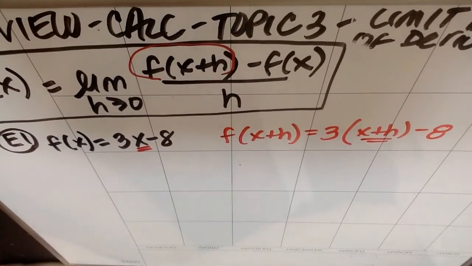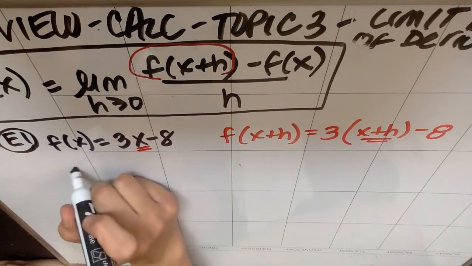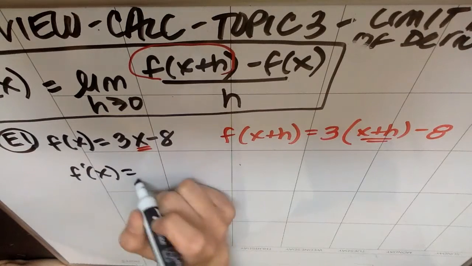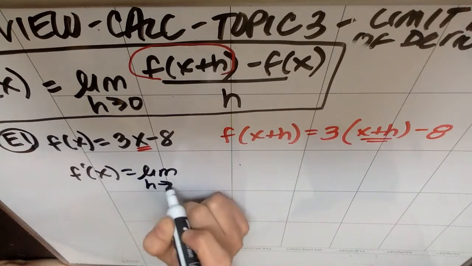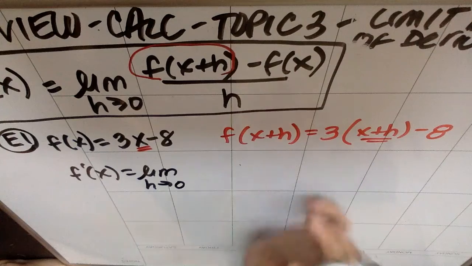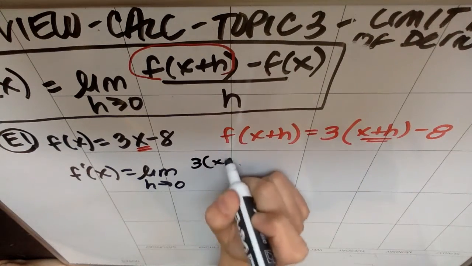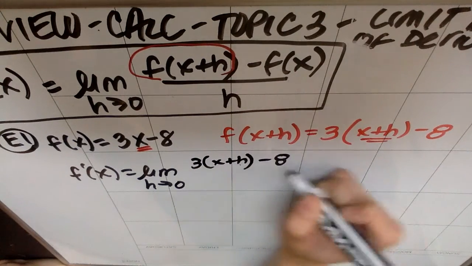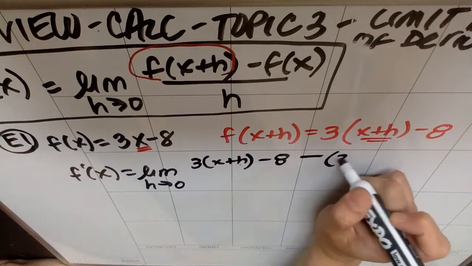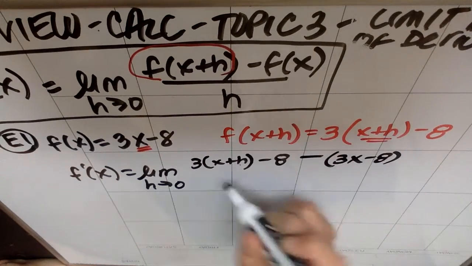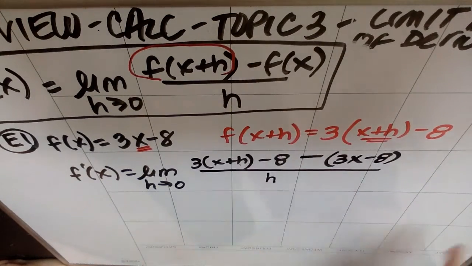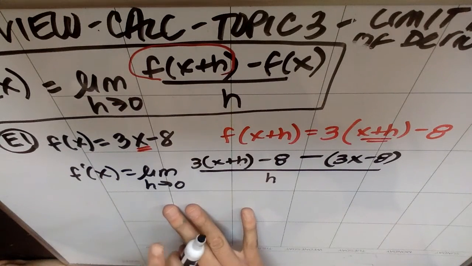Okay, so now let's walk through this limit. So my f prime of x is going to be the limit as h approaches 0 of f of x plus h, which is 3x plus h in parentheses minus 8, minus, in parentheses, 3x minus 8, because that whole quantity is my f of x, all over an h.